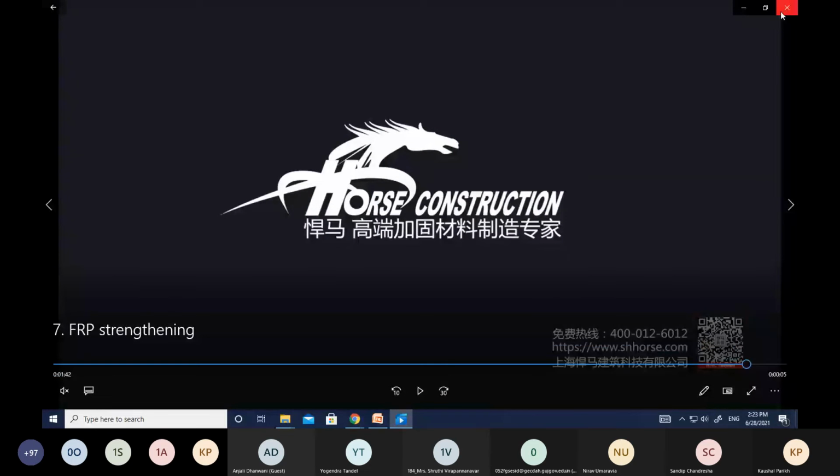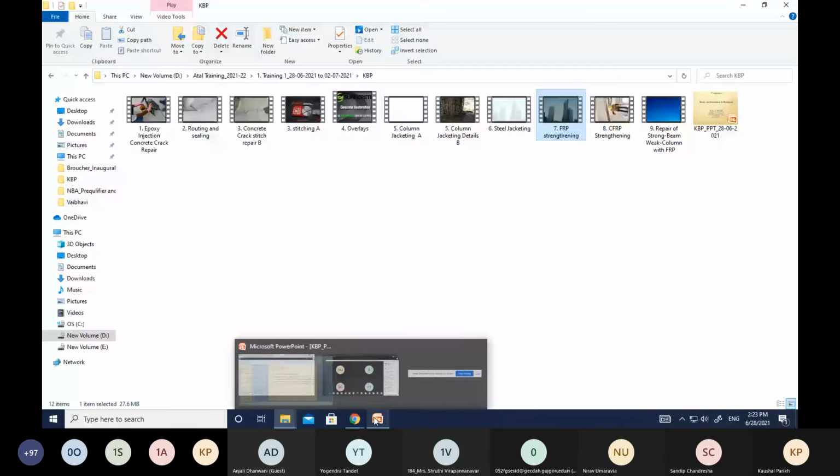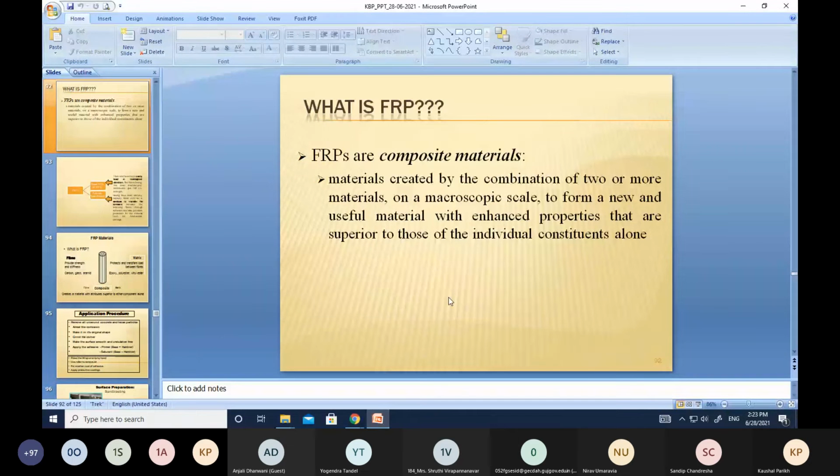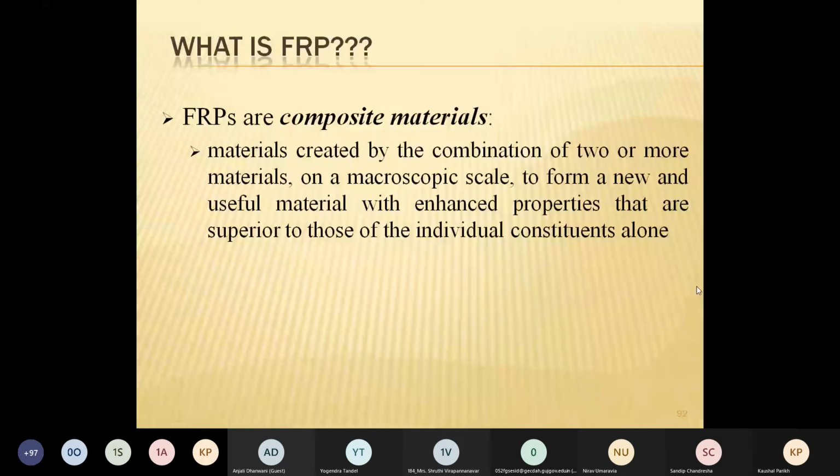Now, another video will be shown later on, but let us start with what exactly the FRP is. It is nothing but a composite material. It is a material which is created by the combination of two or more materials on a microscopic scale to form a new and useful material with enhanced properties that are superior to those of the individual constituents alone.